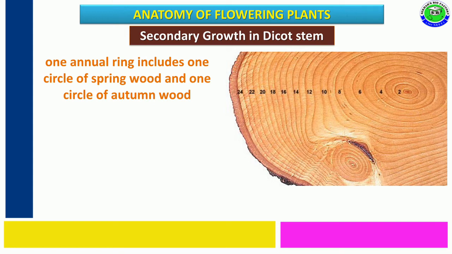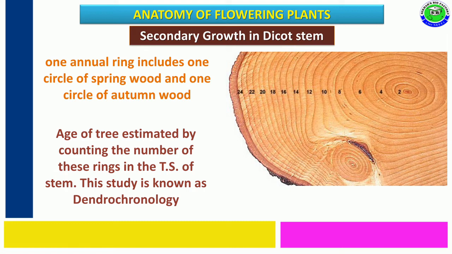One annual ring consists of one circle of spring wood and one circle of autumn wood. One more important feature: in trees, the age of the tree can be estimated by counting these annual rings. For example, here if 2 annual rings are there, the age becomes 2 years, 4 rings 4 years, 6 annual rings 6 years, like this 24 annual rings, that is 24 years.